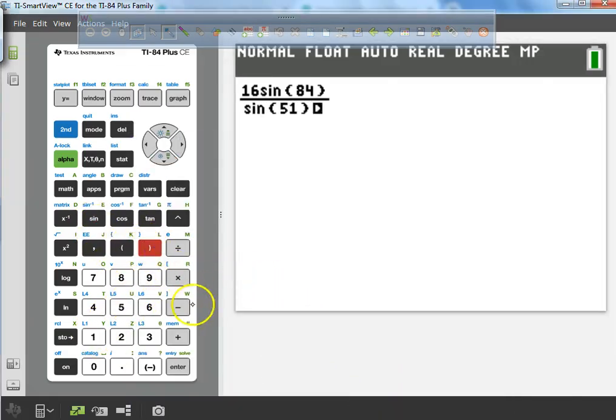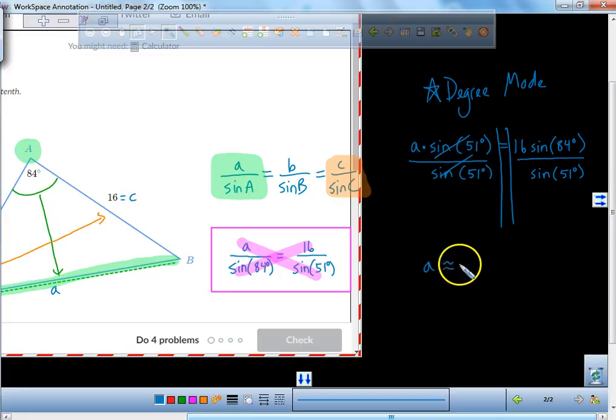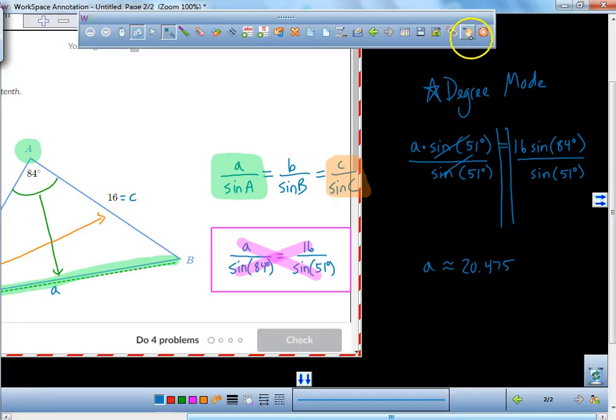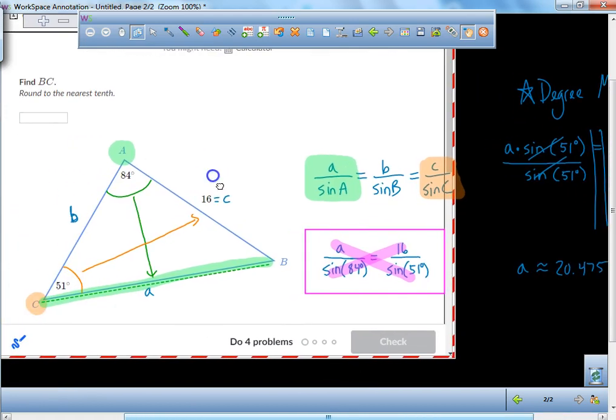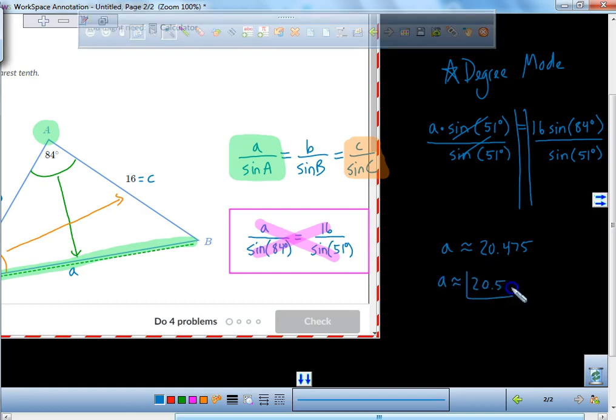Like that. And press enter. I'm going to get 20.475. Let's see what it asks for. Oh, round it to the nearest tenth. Yay, that's easy. What are we going to round this to the nearest tenth? 20.5. And I am done.